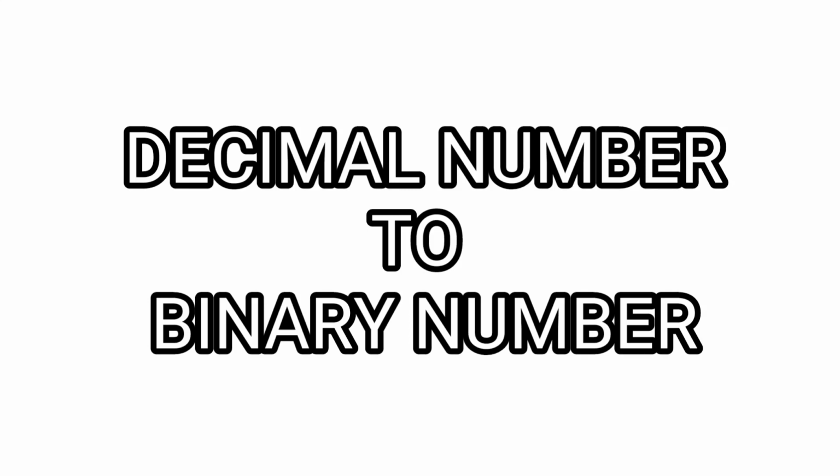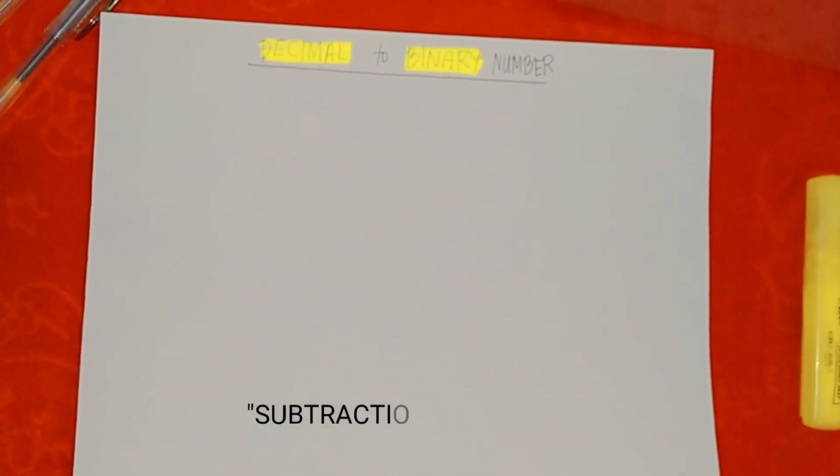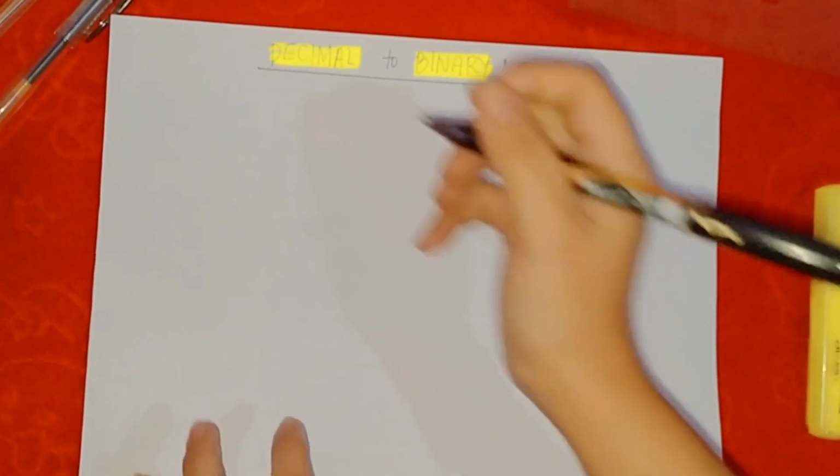Converting decimal number to binary number. There are two methods in converting decimal number to binary number. First is the subtraction method and the second one is successive division. For this video, I am going to use the subtraction method. Our first example of a decimal number would be 85.